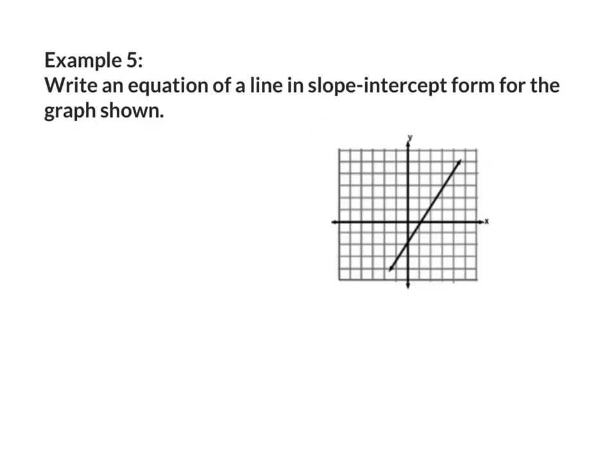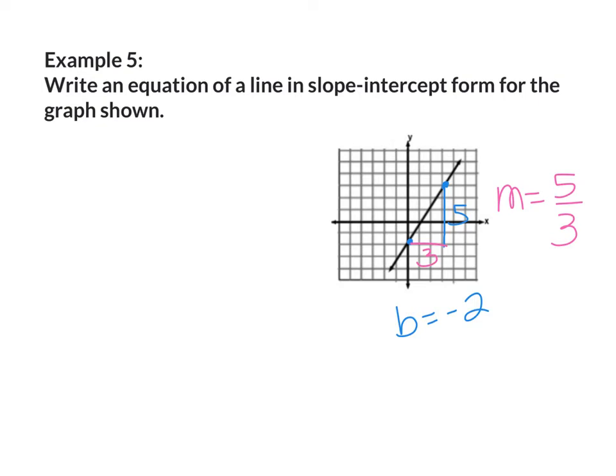Example number 5. Write an equation of a line in slope-intercept form for the graph shown. So first, we're going to start with the y-intercept, which is represented as b. And I know that the y-intercept crosses on the y-axis, so it crosses right here. So that means my y-intercept is at negative 2. Now I'm going to pick another point on the graph. I'm going to pick the point here, and I'm going to draw a triangle. That way I can find my rise over my run. So my run is 1, 2, 3, and my rise is 1, 2, 3, 4, 5. So remember, my slope is my rise over my run, which is 5 over 3.